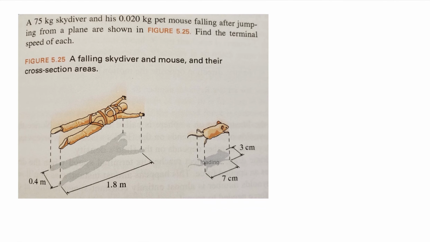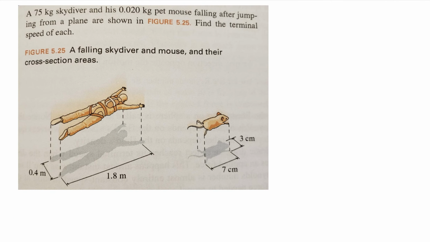All right, so we're going to do a practice problem. We have a 75 kilogram skydiver and his 0.02 kilogram pet mouse falling after jumping from a plane as shown. Find the terminal speed of each. So we need to figure out a few things here. The coefficient of drag, first of all, I'm just going to give to you. So CD is 1.1.